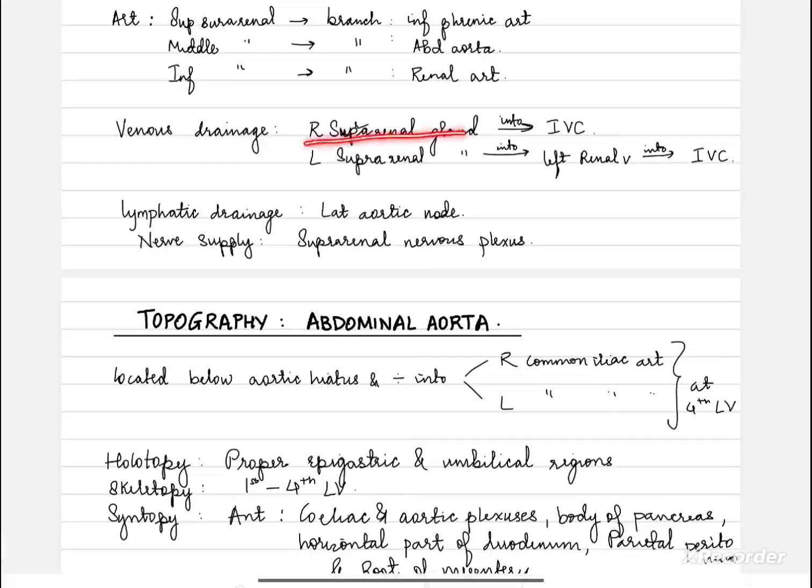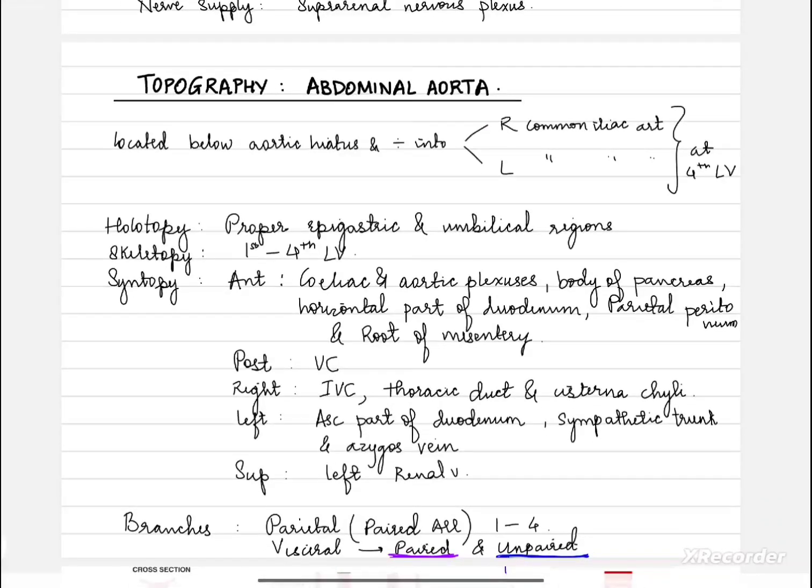Venous drainage: the right suprarenal gland drains into the inferior vena cava. The left suprarenal gland drains into the left renal vein and then into the inferior vena cava. Lymphatic drainage is to the lateral aortic nodes, and the nerve supply is the suprarenal nervous plexus. Next is the topography of the abdominal aorta.